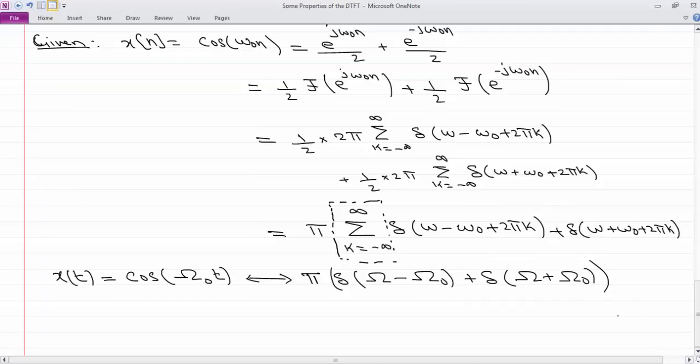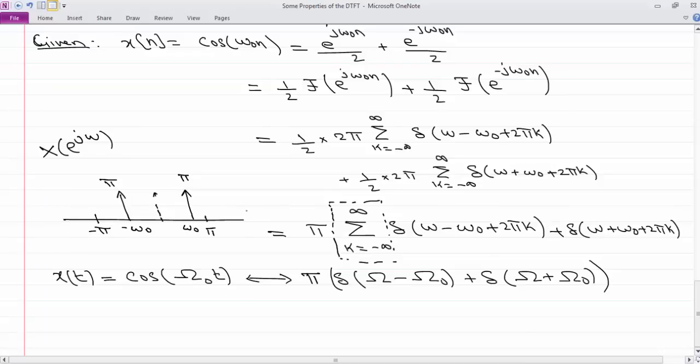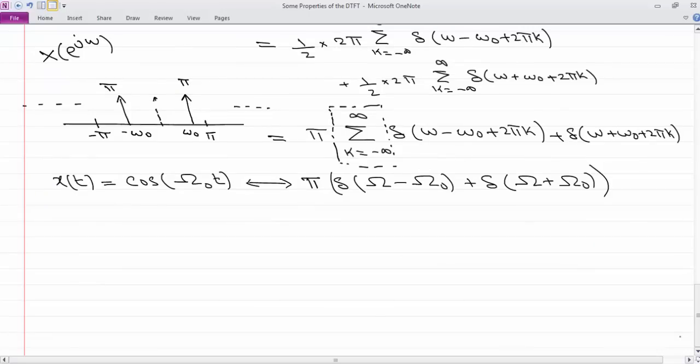Right? So if I were to plot x of e to the j omega for this, between minus pi and pi, it's exactly like the continuous time world. I have an impulse with area pi at omega naught. I have an impulse with area pi at minus omega naught. But then all of this will get repeated because of the periodicity of the discrete time Fourier transform, of the periodicity of the discrete frequencies. Using the similar linearity property, you can derive the Fourier transform of the sine. I won't go into the details, but you can do that.